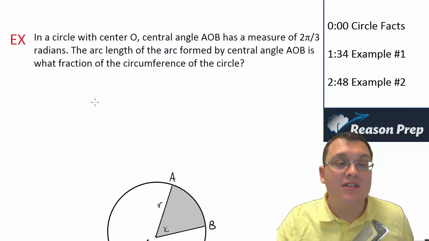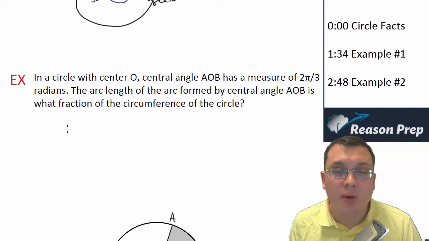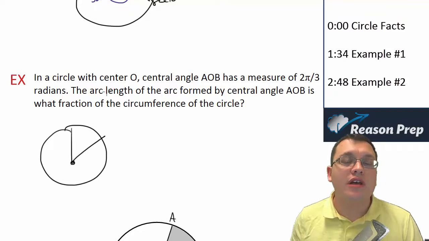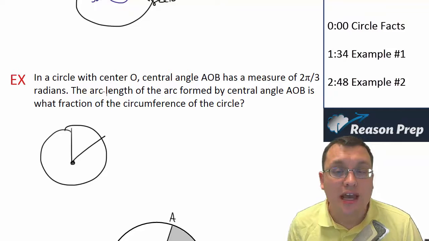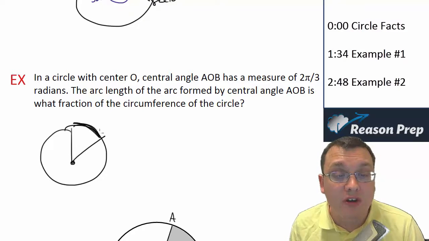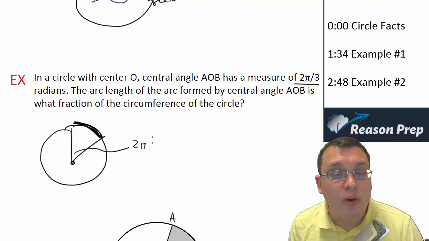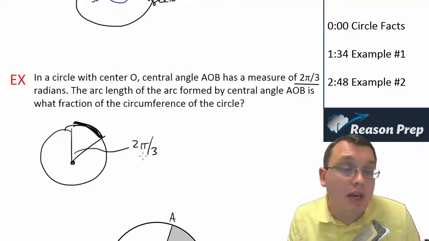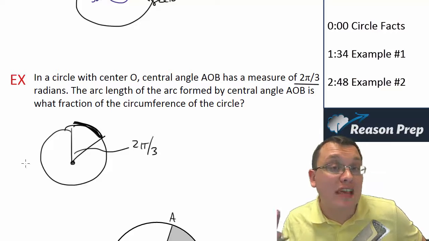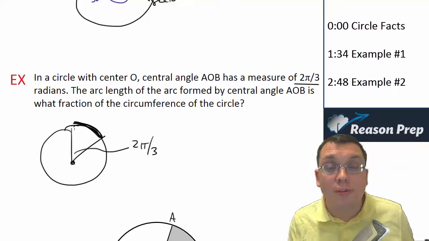So how would this work? In a circle with center O, central angle AOB has a measure of 2 pi over 3 radians. The arc length of the arc formed by central angle AOB is what fraction of the circumference of the circle? So we want to know what fraction this arc length is of the whole. We know that this angle is 2 pi over 3. So we can figure out, all right, if this is 2 pi over 3, what fraction of the whole central angle is this? And whatever that fraction is, it's going to be the fraction the arc length is of the entire circle. So what can we do?